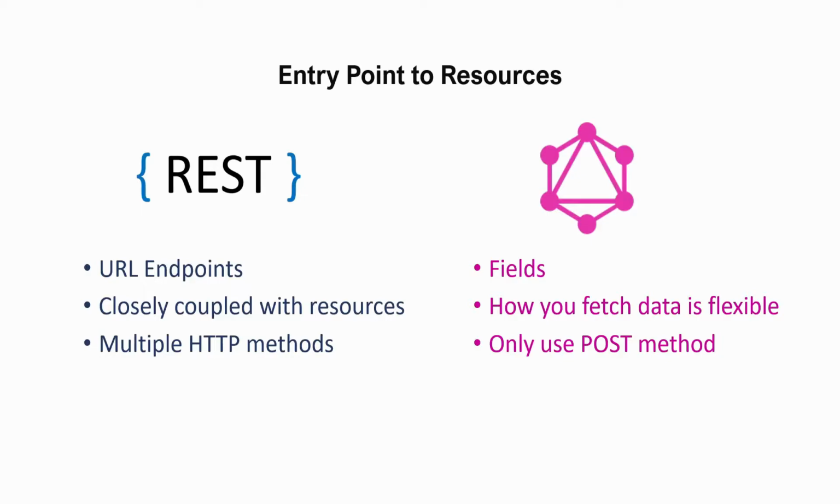In GraphQL, it does this a little differently because of how the schema is determined and how the relationship is declared in GraphQL. The way you fetch the data is quite flexible. You can specify the fields that you want to fetch, and the response will resolve to match the shape of the request. And another difference is that the REST API uses multiple HTTP methods. For GraphQL, it only uses the POST method.